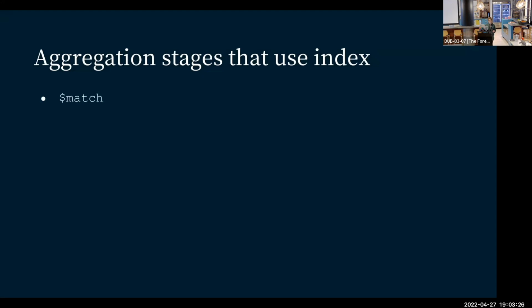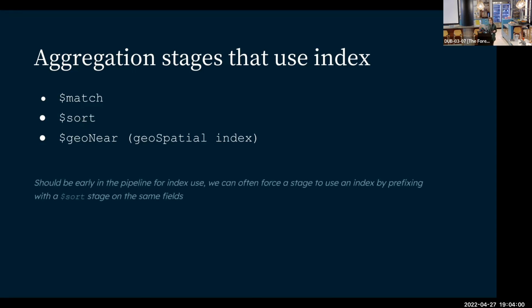Not all aggregation stages use indexes, and we recommend that those that do should be placed early in the pipeline if your use case allows. The stages that do use an index are match, sort, and geoNear, which uses geospatial indexes. I think most queries are doing some kind of a match. We see queries that are doing a count on all the documents in a collection, and we can fool those queries into using an index by prefixing the count stage with a match or a sort stage. But typically these stages should appear earlier in your pipeline.